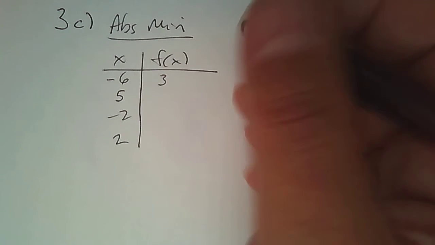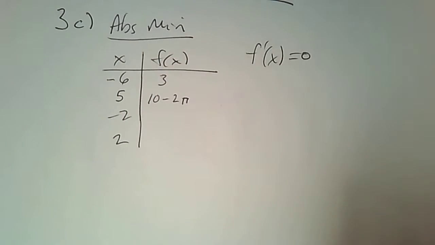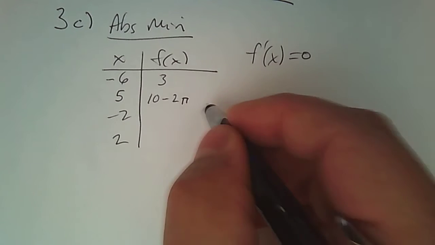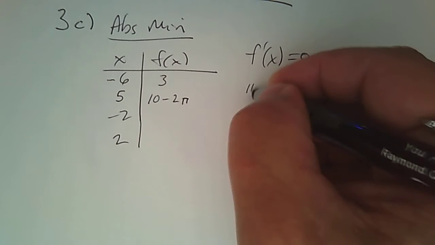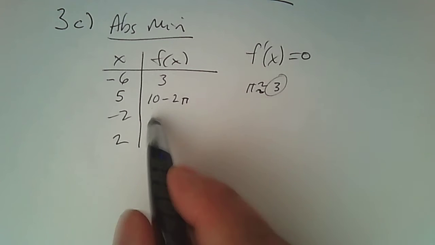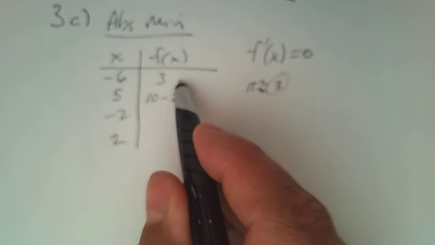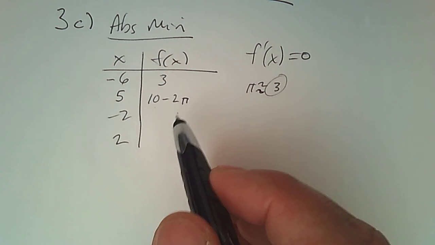At 5, we also did that in part A, and that answer was 10 subtract 2 pi. If you ever want to estimate this value, pi is pretty close to 3, rather than 3.14, if you didn't have a calculator. So this is close to 10 take away 6. So already this answer is bigger than this. So 3 is still my absolute minimum.